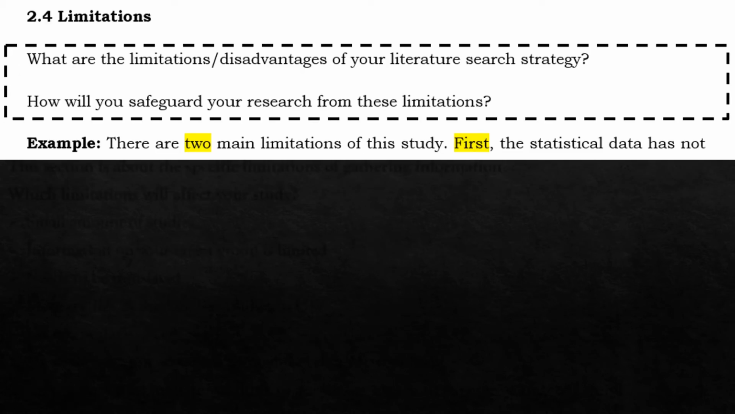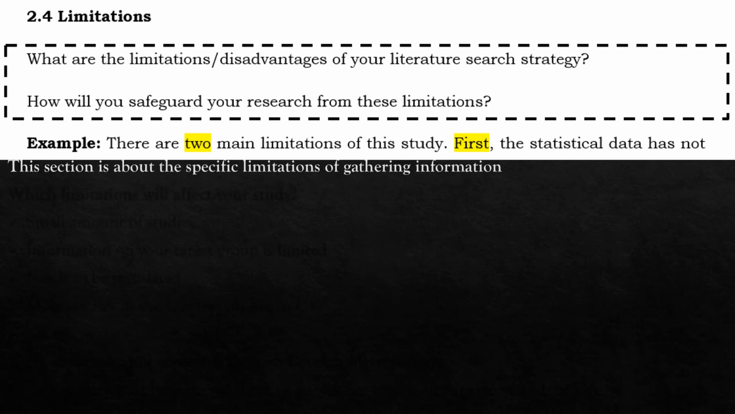Limitations. In this section, you'll discuss the limitations of your literature search strategy. What obstacles, what hurdles did you come across when you were gathering information? And also, you'll speak about how you mitigated, how you safeguarded against these obstacles. How were you able to bypass these obstacles? So there are a number of limitations for your study which you can mention.